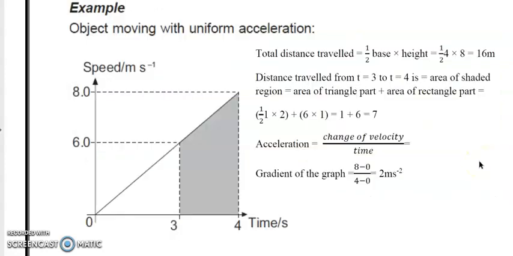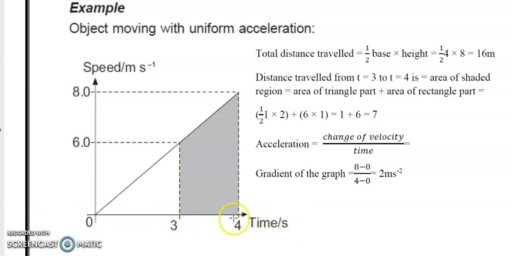Another thing that you also need to know is that the area under a speed time graph gives you total distance. Okay, so let's take a look at the total distance covered. In this graph here, we're going from a time of 0 to 4. So what is the total distance covered in 4 seconds? Remember, this is time in seconds.